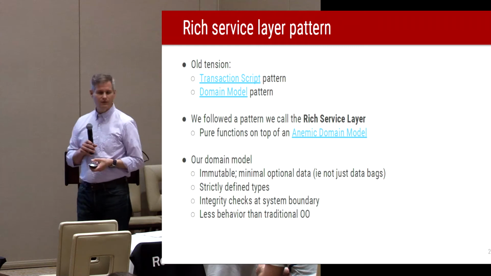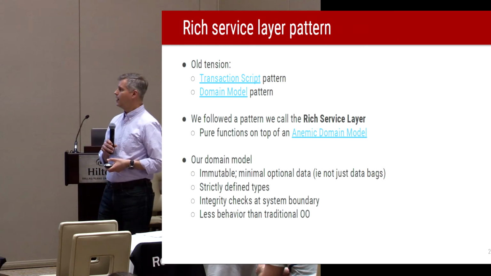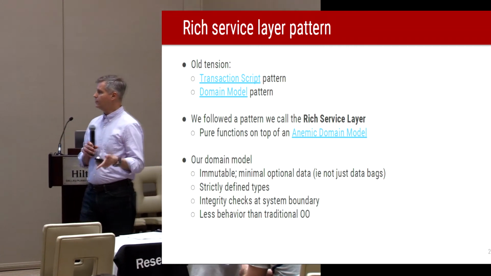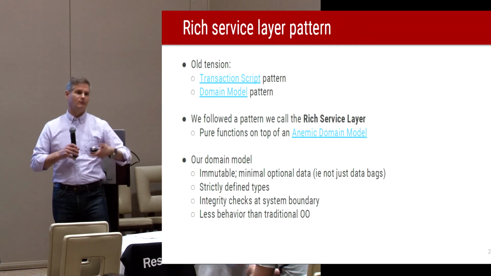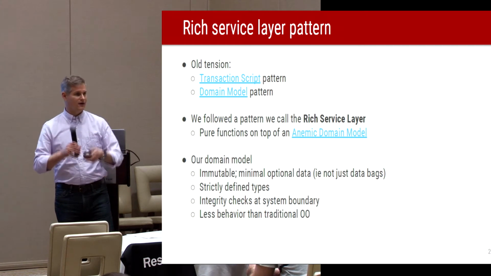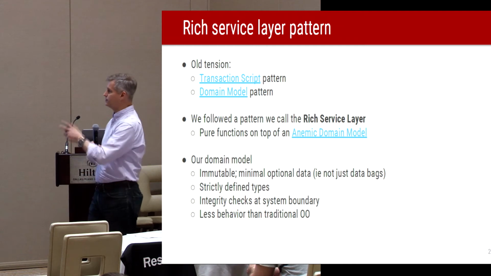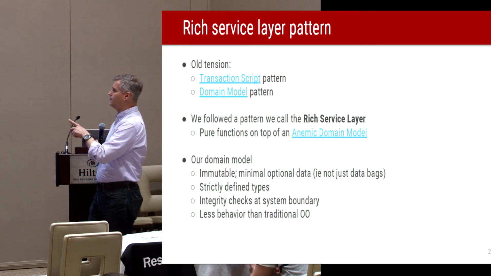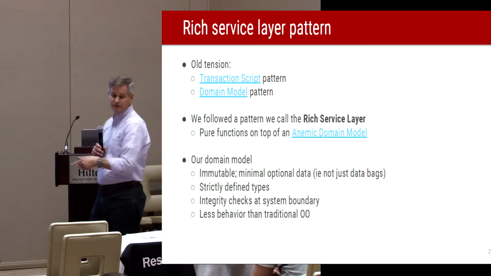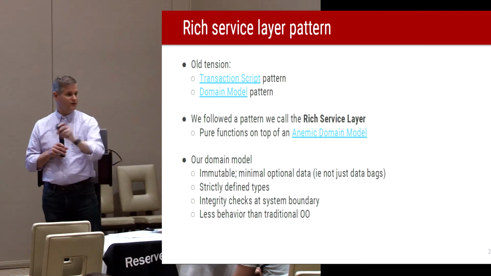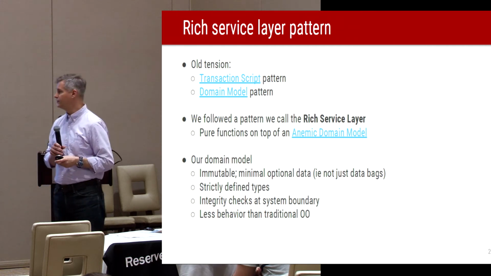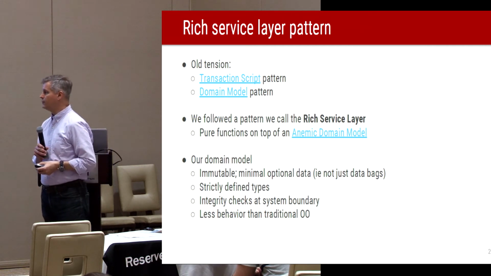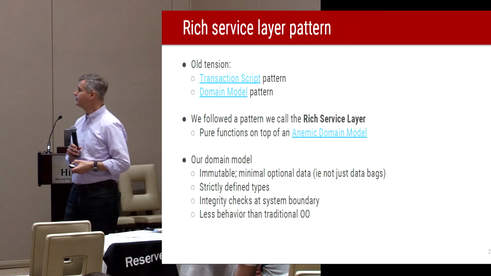Our domain model is a little bit different though, or at least it's stricter. Again, immutable. There were not a lot of optional data fields. We wouldn't say, well, the customer might have this and it might have that and it might have the other thing, which you would see in JSON, right? That's a very loosey-goosey kind of data structure definition. Ours were very strict. We had integrity checks at the system boundary. Those are the converters, right? So if you gave me this proto, either it will or it will not convert in. It's not fuzzy. And it has less behavior in this model than in traditional OO, okay?